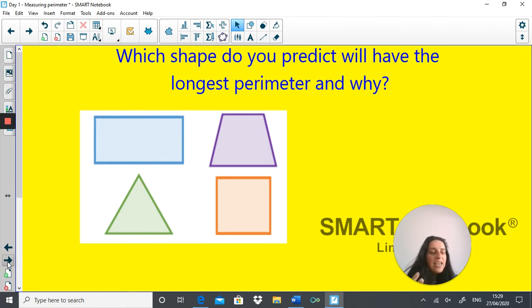Now, here's something for you to think about. As you can see, I haven't given you measurements for the sides of any of these shapes, but I want you to have a look at them and predict which shape has the longest perimeter and why. So have a look at the length and the width and the sides and have a go at thinking which one has the longest perimeter, and on your piece of paper write down why you think that is.